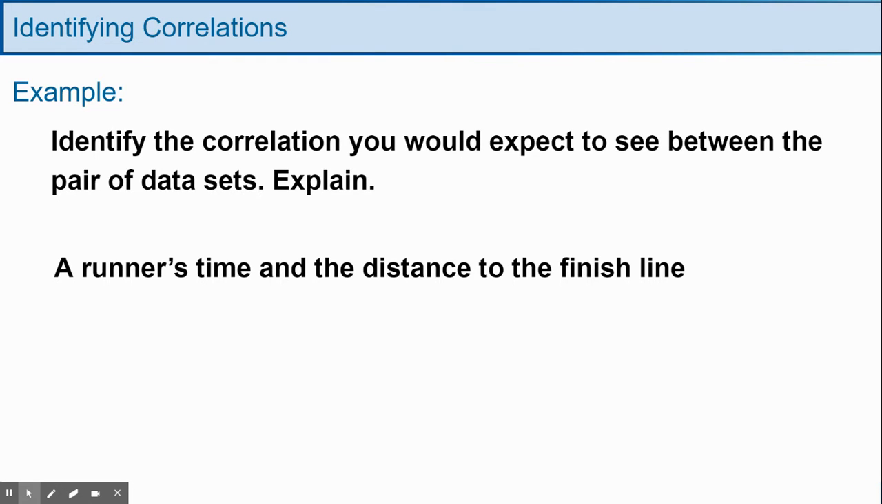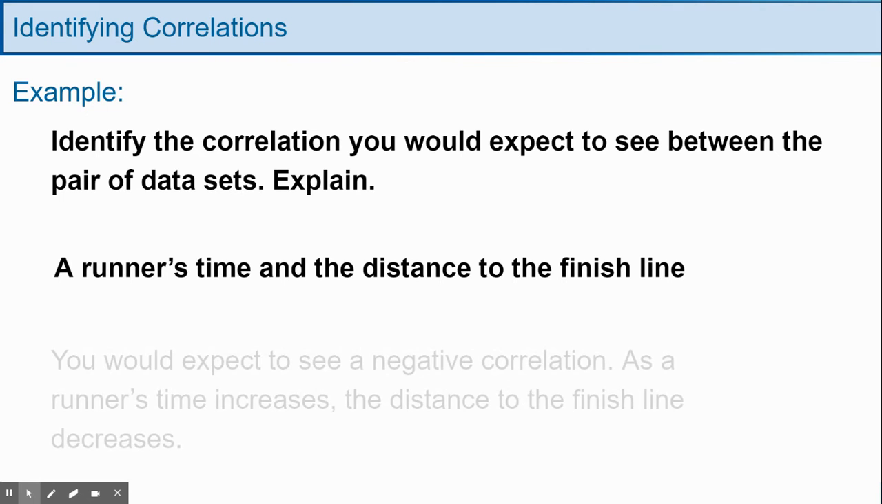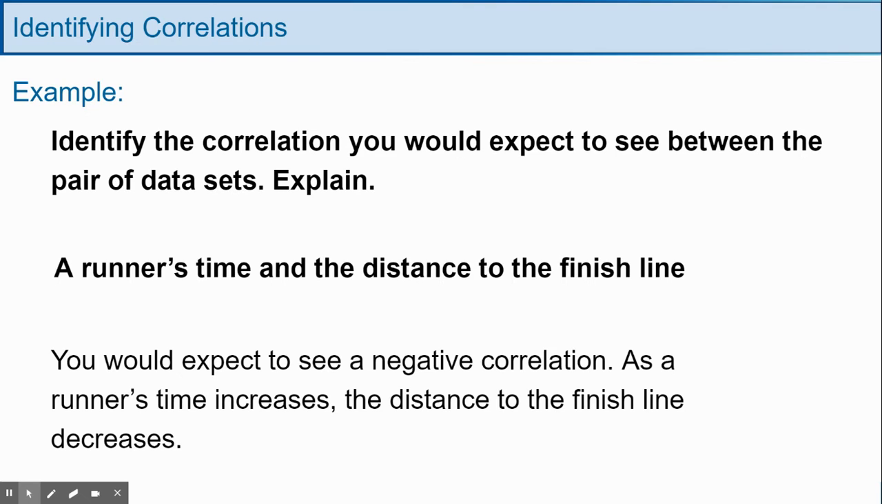The next example is a runner's time and the distance to the finish line. So this is a little bit more difficult to think about, but the faster the runner can run, then the distance to the finish line would be either greater or shorter depending on how quick they are running. So you would expect to see a negative correlation here because as the runner's time is actually increasing, so they're getting faster and faster, then the distance to the finish line is actually getting shorter, right? Because you're running faster to that finish line, so that means you are able to get to that finish line quicker.